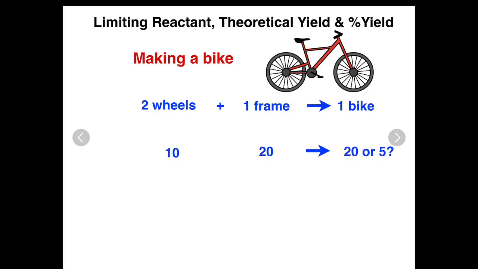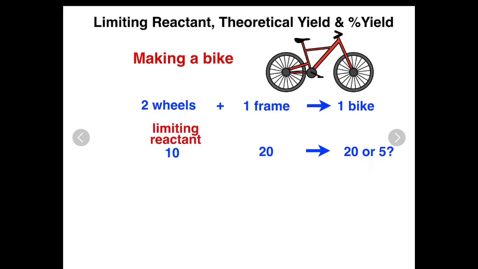In this case, looking at the number of wheels, we have 10 wheels, and 2 wheels are required per bike, right? So that means with 10 wheels we can make only 5 bicycles. And looking at the number of frames, we have 20 frames, and it's 1 frame per bike. So with 20 frames, you should be able to make 20 bikes, right? But in this case, the answer would be one of these. It's not going to be both combined.